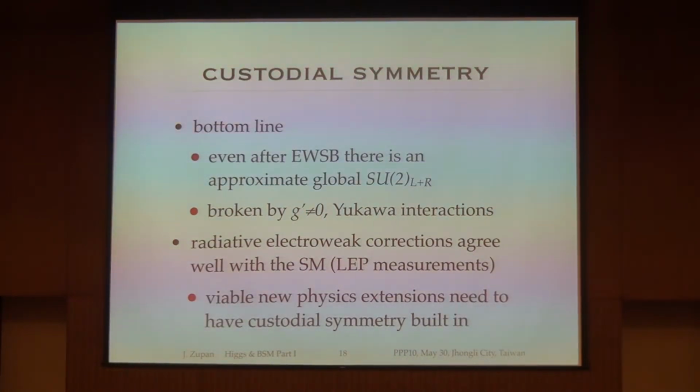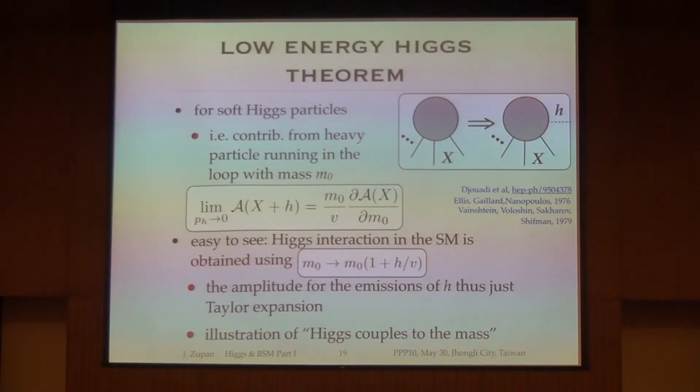Now the important thing is that the radiative electroweak corrections agree well with the standard model. They have this approximate global symmetry built in because it's the standard model. Now if you come up with new physics extensions, they also need to have this custodial symmetry built in in order to be viable. Okay. The last thing in this introduction is there are low energy Higgs theorems.